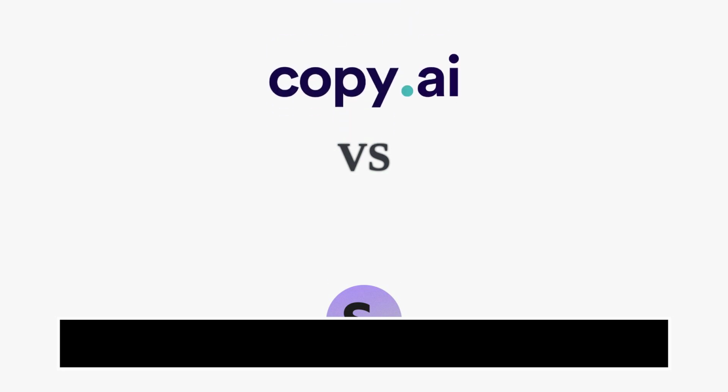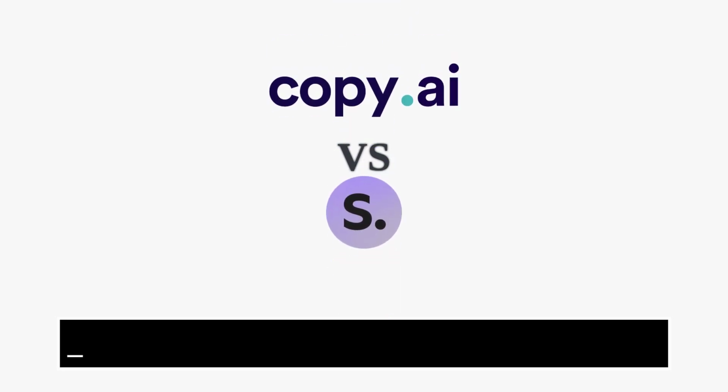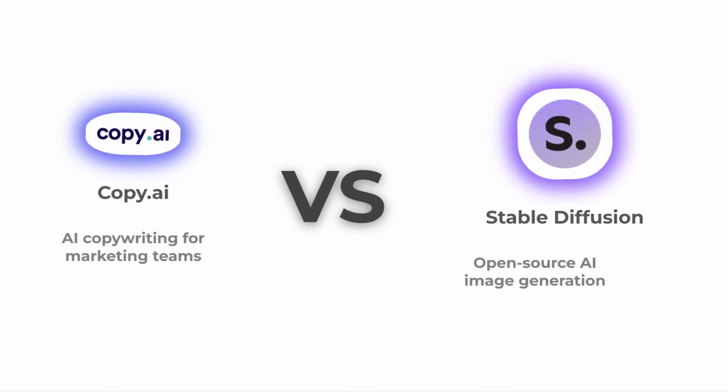Two of the hottest AI tools in 2025. One focused on writing, the other on imagery. Which one really delivers? On the left, Copy.ai, the go-to for marketing teams who need great copy fast. And on the right, Stable Diffusion, the open source favorite for generating stunning AI images.